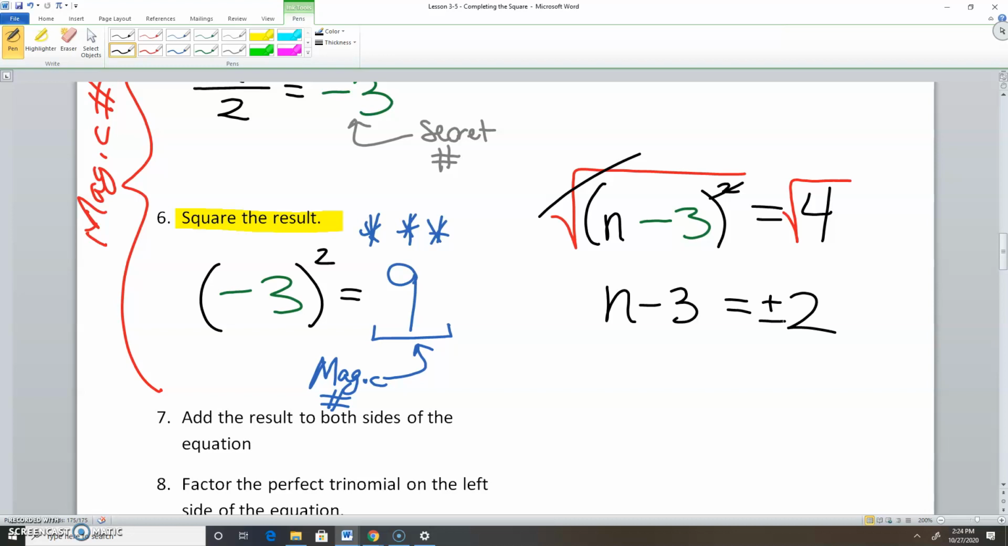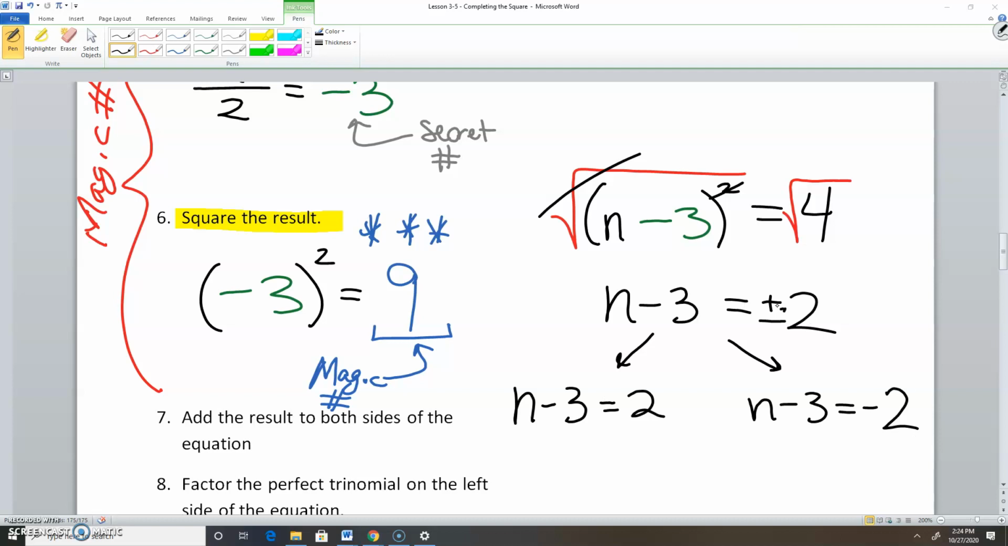So, plus or minus, that's a new thing, right? How do you guys handle that? That literally means that it is a plus 2 or a minus 2. So when you get to a plus or minus, you need to write two equations. One of them is n minus 3 equals a positive 2. And the other one is n minus 3 equals a negative 2. Okay? Because that's what plus or minus means. Plus or minus literally means a positive 2 or a negative 2.